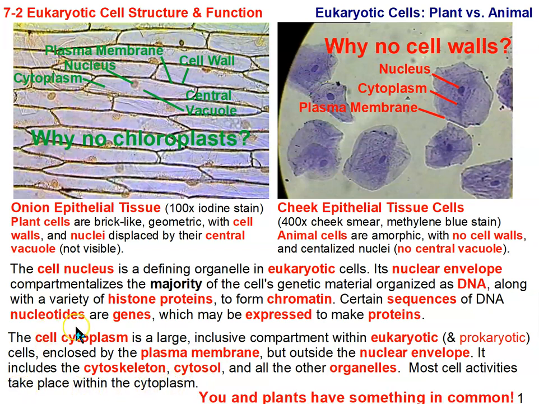So bottom line here, you and plants have something in common. Animal cells and plant cells have something in common, and that is that they are both eukaryotic cells, as opposed to prokaryotic cells without a nucleus. So these represent kingdom Plantae, kingdom Animalia, but also other eukaryotes are kingdom Fungi and kingdom Protista. Basically everything that's not a bacteria, which are prokaryotes.